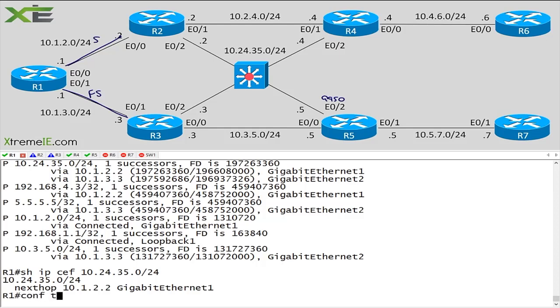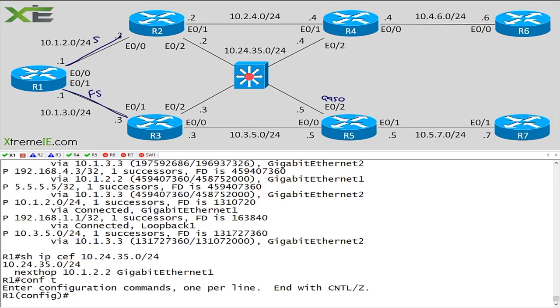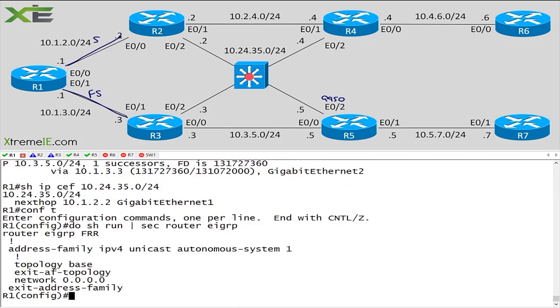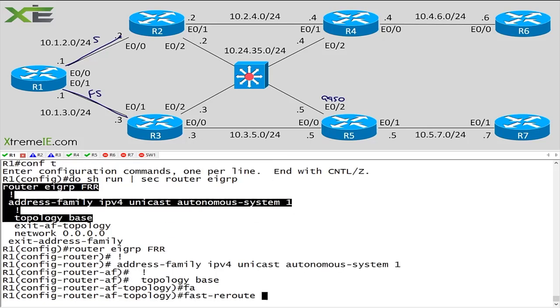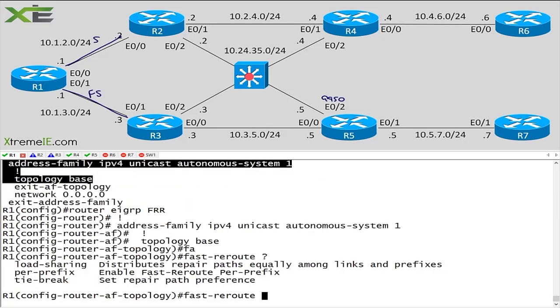Okay, so let's go ahead and actually take a look at fast reroute, and poke around at some of the config. All right, so let's say do show run | section router eigrp. We're going to do this strictly by going into the CLI and taking a look at the config options. So I'm going to say fast-reroute, and I'm going to hit the question mark.